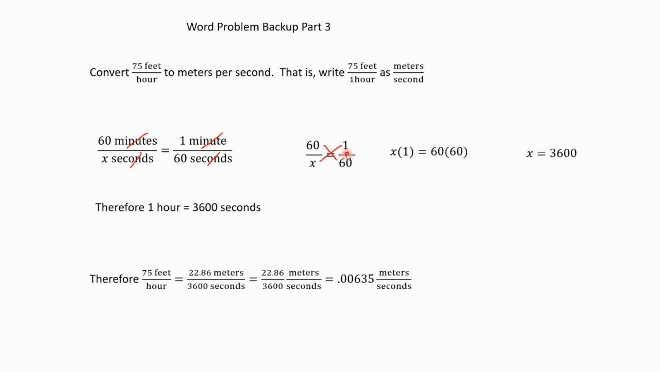So what do we get? We get X times 1 equals 60 times 60. I wrote it this way, but again, equality means the left and right are the same. And you can interchange both sides if you want. So we have X equals 60 times 60, which is 3,600. So 1 hour is 3,600 seconds. That's what we get.